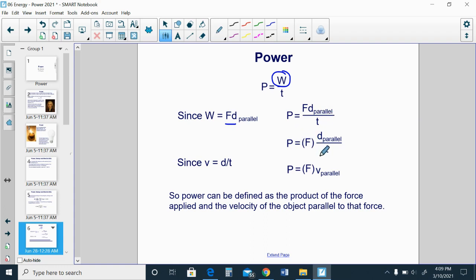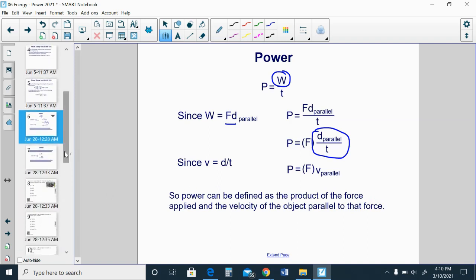Now, if you write it slightly differently, or if you just take a closer look, you'll notice that we have displacement over time in this part of the equation. Now we know that distance over time is actually the definition of velocity. So you could technically take this further and say that power is the force times velocity. So power can be defined as the product of the force applied and the velocity of the object parallel to that force. So that's one expression that you could use to solve certain problems.